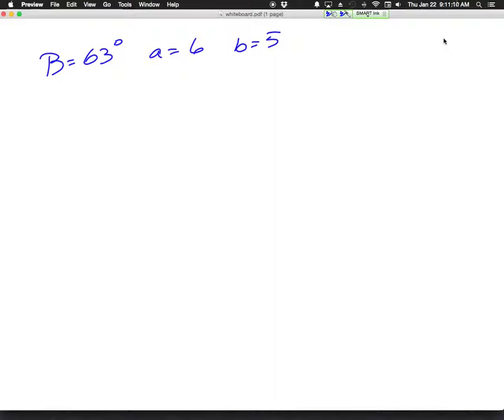All right, angle B is 63 degrees. Side A is 6 and side B is 5. First, I determine how many triangles are possible. So 0 or 2. So I set it up. I want angle A, I want angle C, and I want side C. What do I have to find first? Angle A. Since I'm finding angle A first, I want to put a star by it.